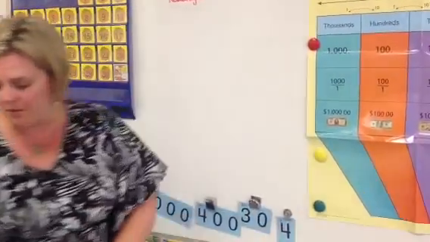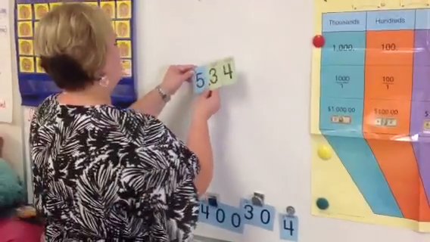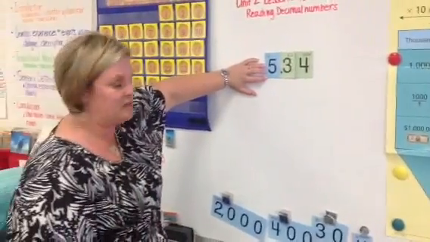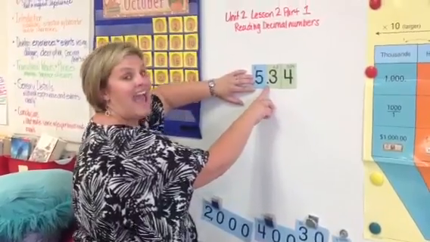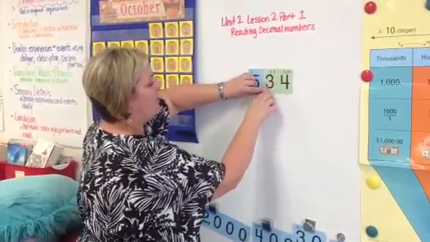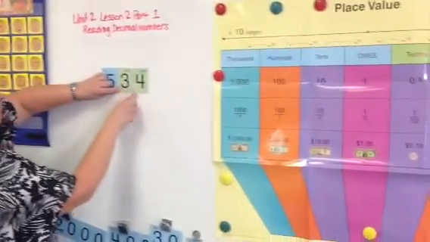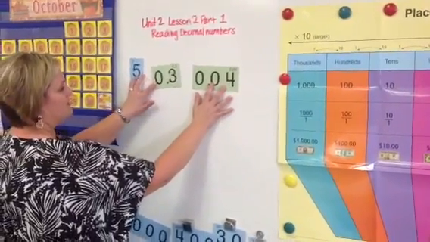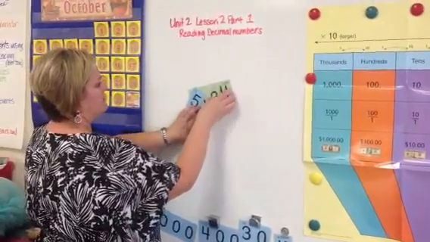So another example would be 5.34. Some of you I heard today saying 5.34. That's not how we would read it. We would say 5. And when we get to the decimal, we would say and. How would we say this? We would say 34 hundredths, because that's the place we would be in. So it's 5 plus 3 tenths plus 4 hundredths would be 5 and 34 hundredths.